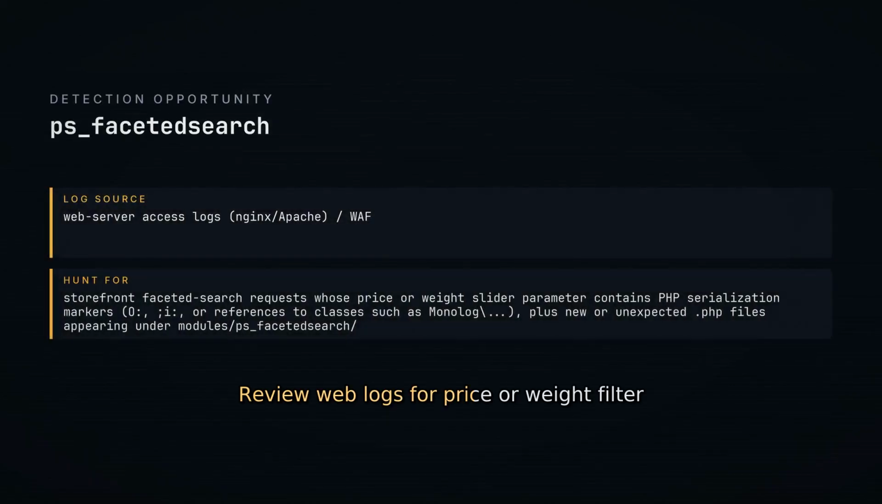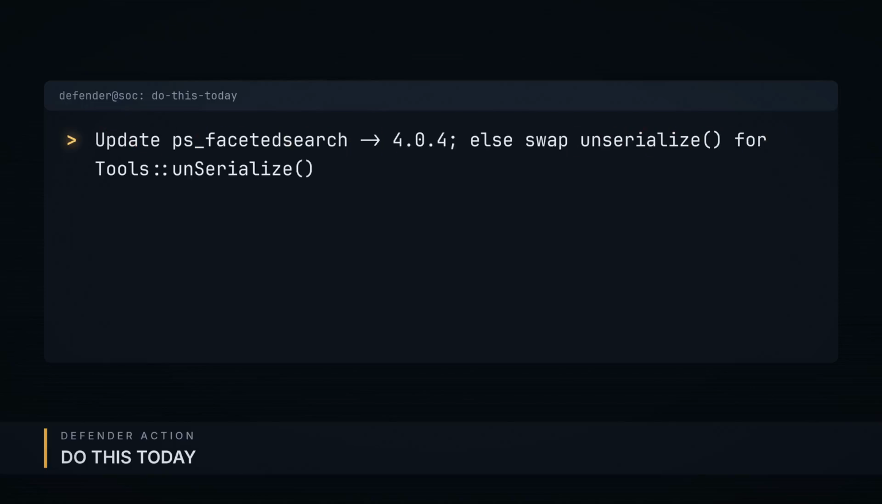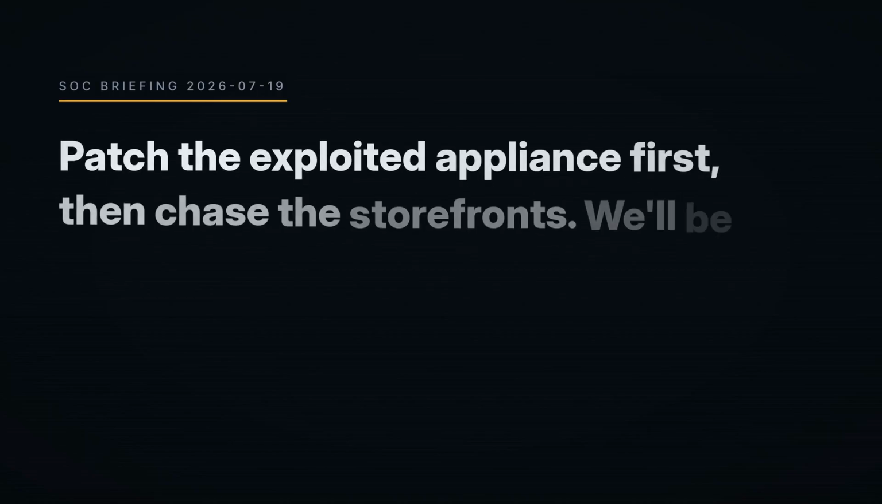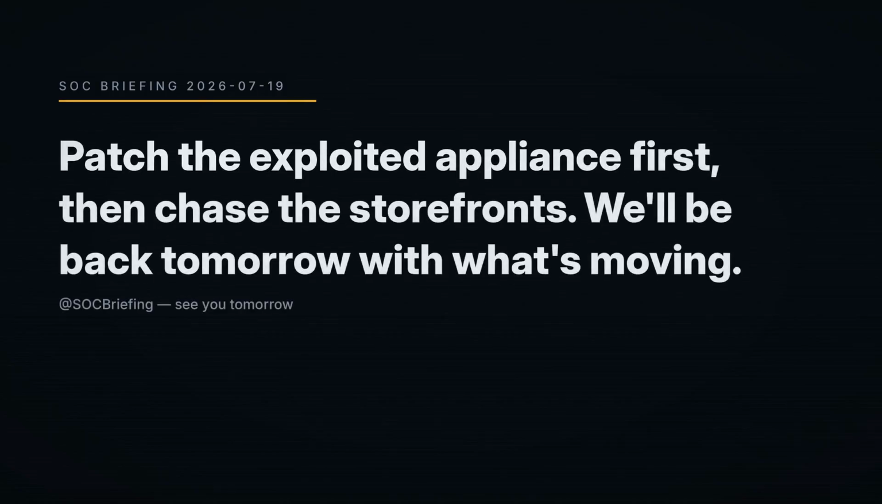Review web logs for price or weight filter parameters carrying serialized data, and scan the module directory for new or unexpected PHP files. Update the faceted search module to version 4.0.4 across every store today. If you can't patch, replace the raw unserialize call with the Safe Tools unserialize helper in the block filter code. Patch the exploited appliance first, then chase the storefronts.